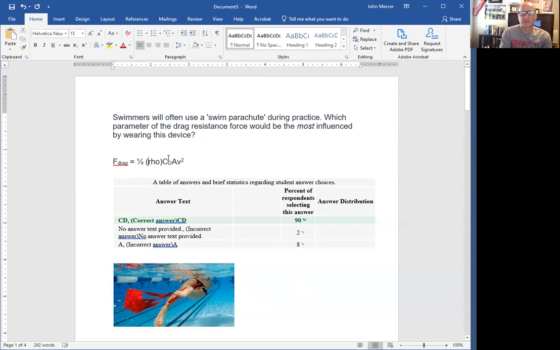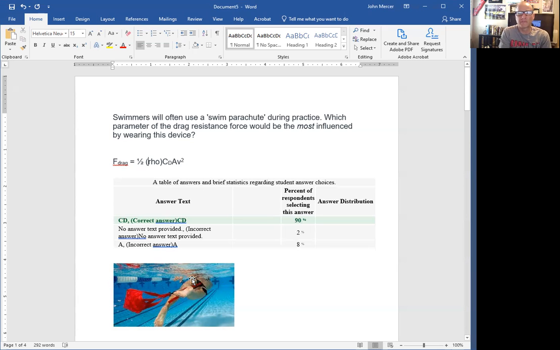CD is the coefficient of drag, and that represents how well the fluid moves over the object. And this one's a little tricky. There are a couple of different parts to this CD. It's how smooth the object is, or how sticky the fluid is to the surface of the object. In the case of reducing drag resistance force, we're trying to make this as smooth as possible, not having any stickiness of the fluid on the object.